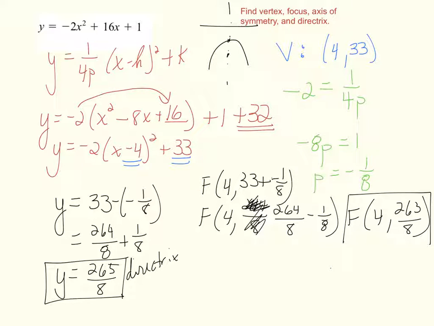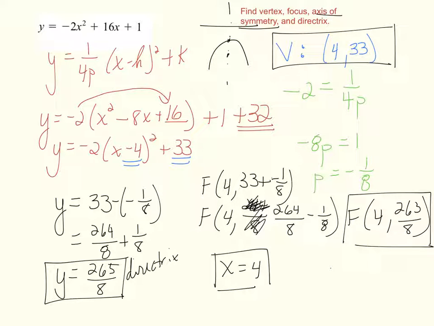Here's your focus. Here's your vertex. And then the only thing we're missing is that axis of symmetry. So your axis of symmetry is x equals 4, because it's always the x of the vertex for any vertical parabola.